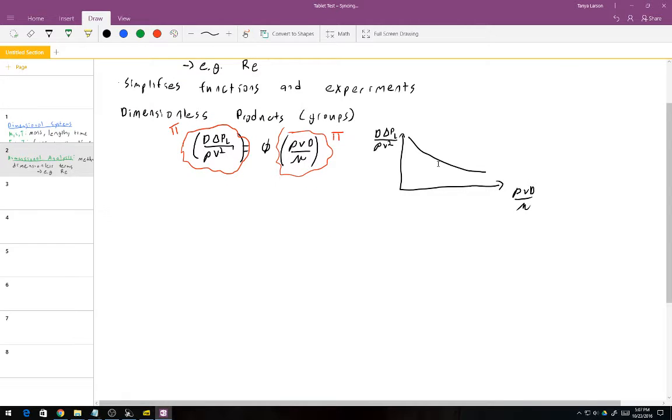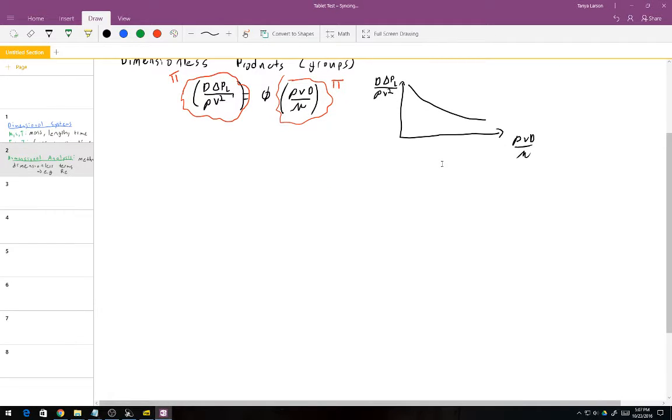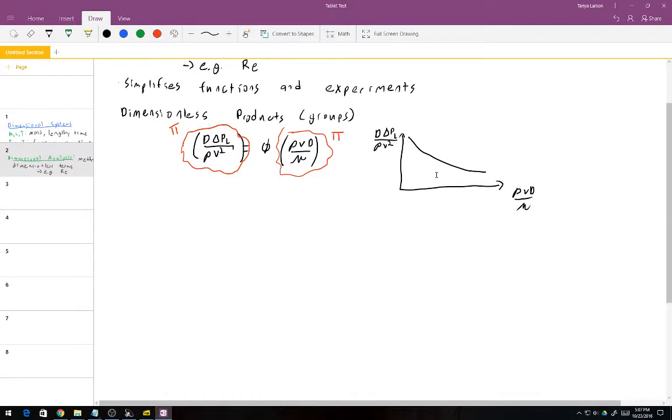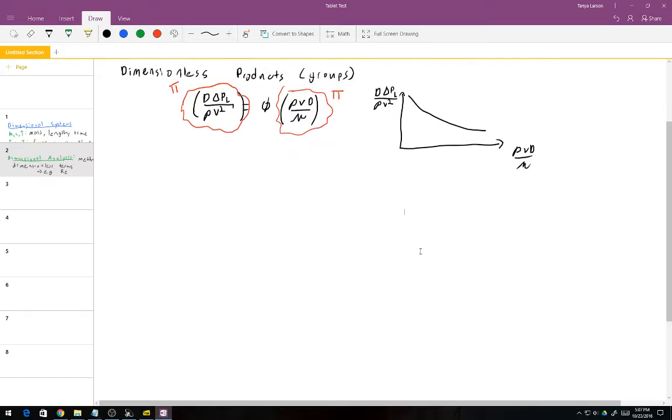So the nice thing about this is that I can just choose any pipe size and fluid that are easy to work with and vary V and see how PL transforms.